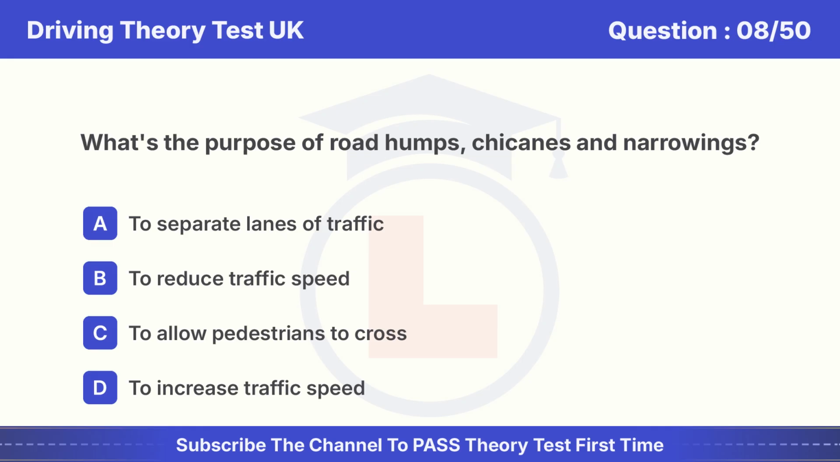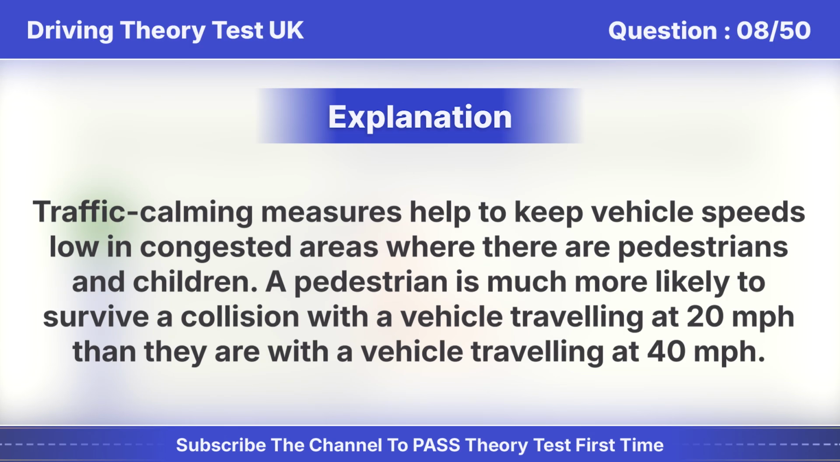Question 8. What's the purpose of road humps, chicanes and narrowings? Answer is B. To reduce traffic speed. Traffic calming measures help to keep vehicle speeds low in congested areas where there are pedestrians and children. A pedestrian is much more likely to survive a collision with a vehicle traveling at 20 miles per hour than they are with a vehicle traveling at 40 miles per hour.